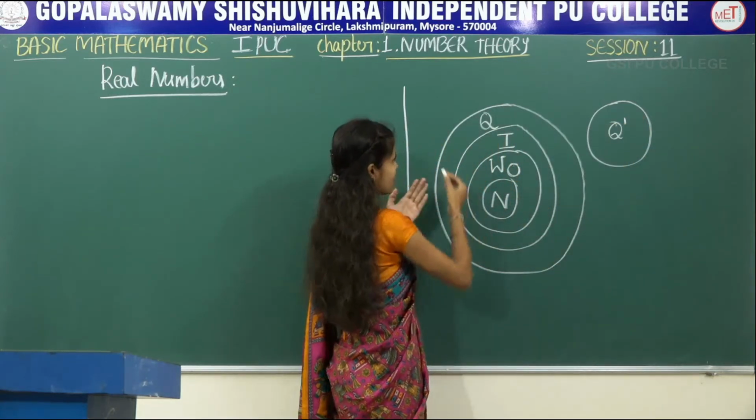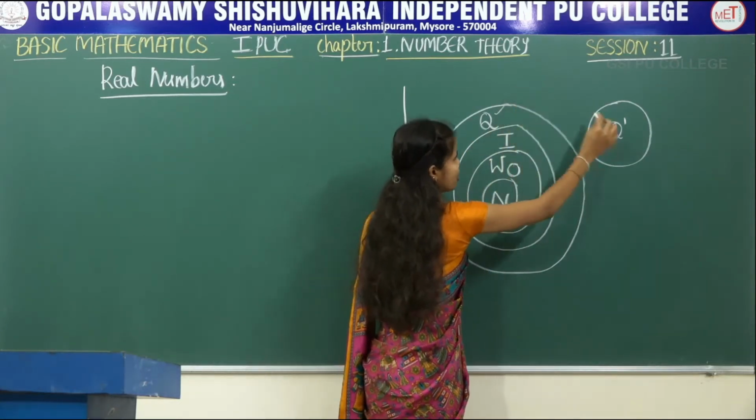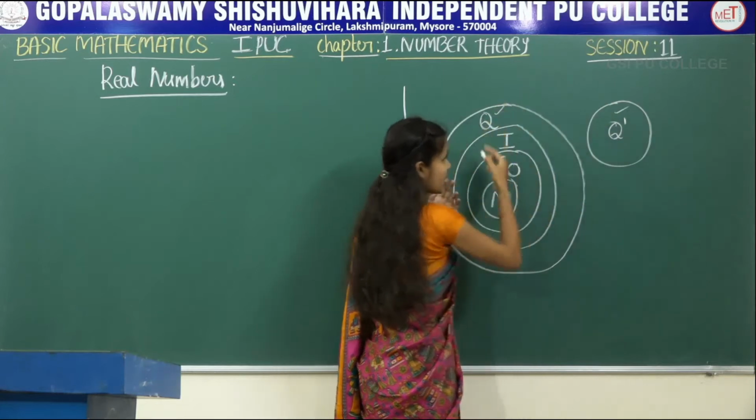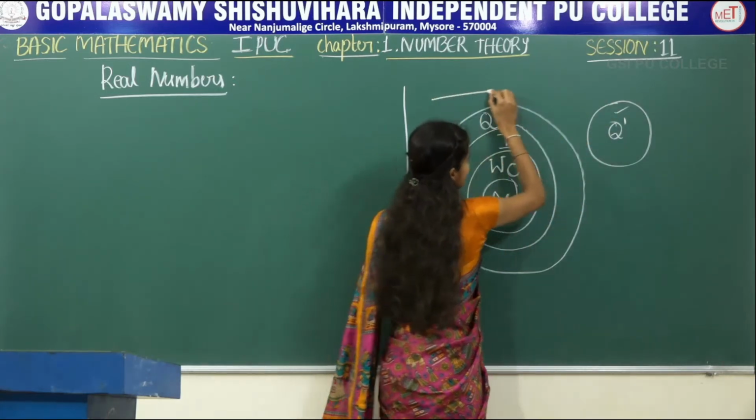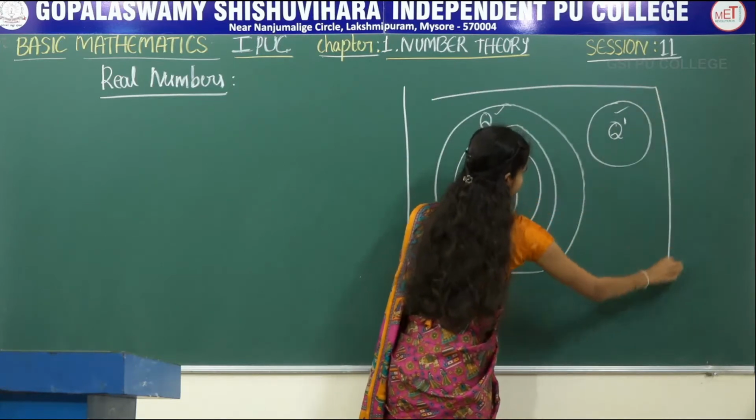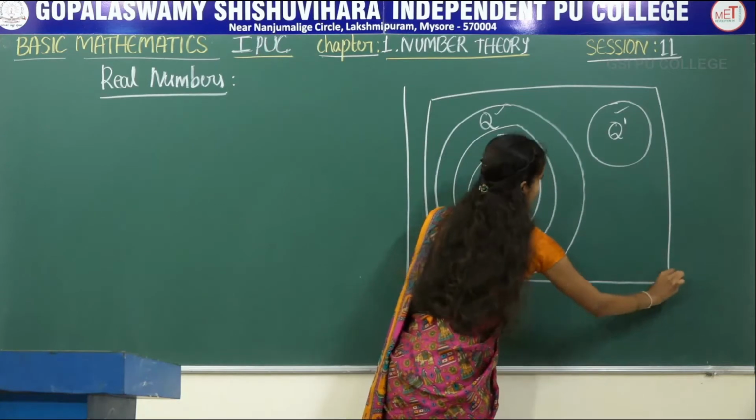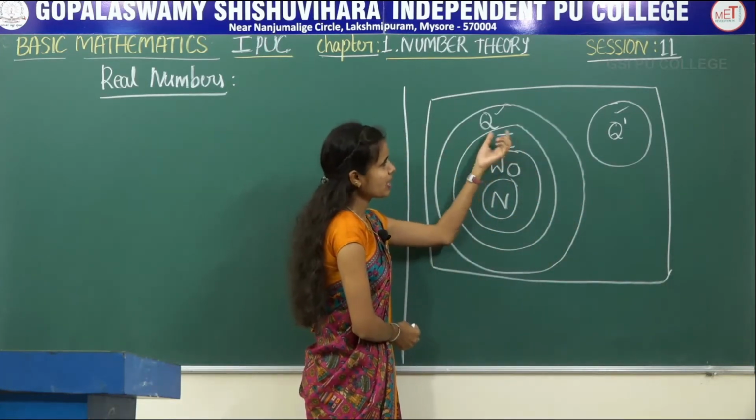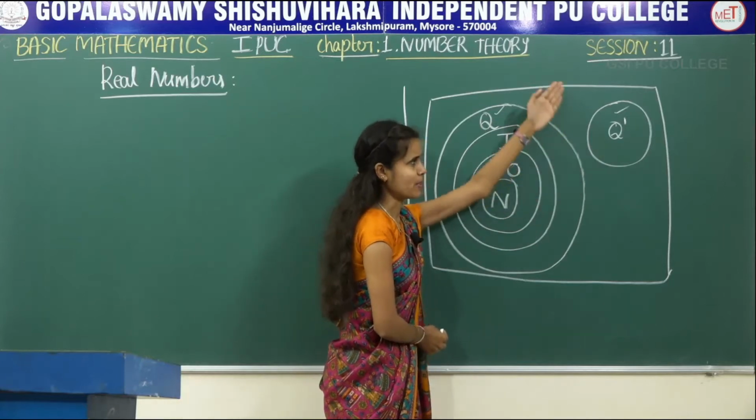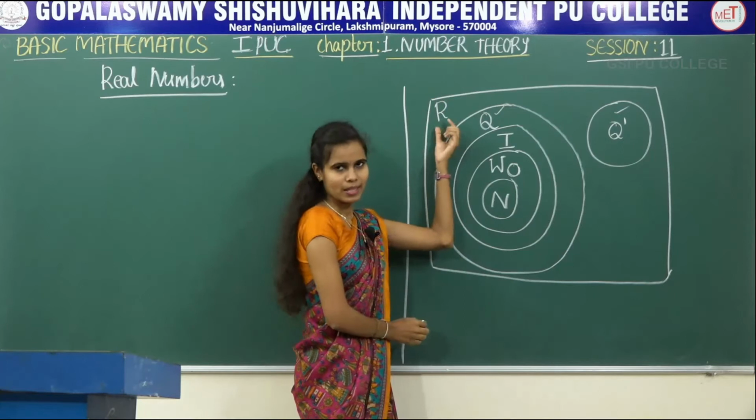The next number system is real numbers, which is the union of rational and irrational numbers. The union of rational and irrational numbers is called real numbers. This is the enlarged number system for these number systems. The real number system is denoted by R.